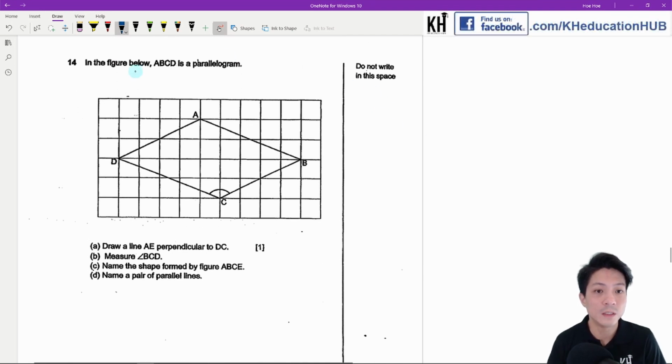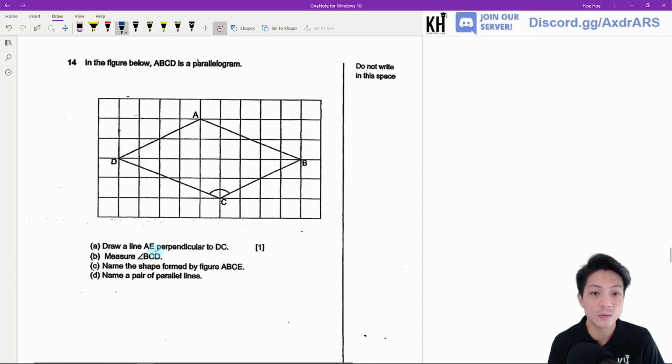Okay, question 14. In the figure below, ABCD is a parallelogram. Draw a line AE perpendicular to DC. Okay, because I cannot place the instruments in my screen, so I'm just gonna roughly draw. It's gonna be somewhere here. Okay.